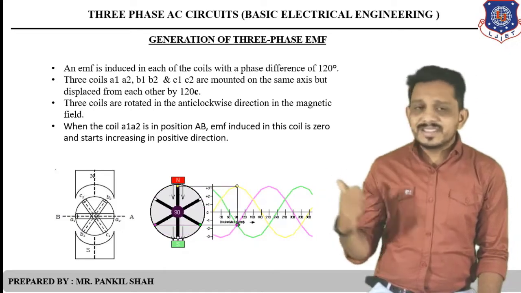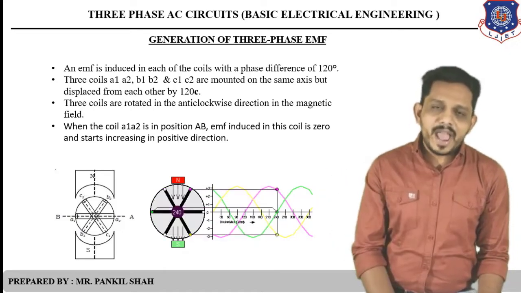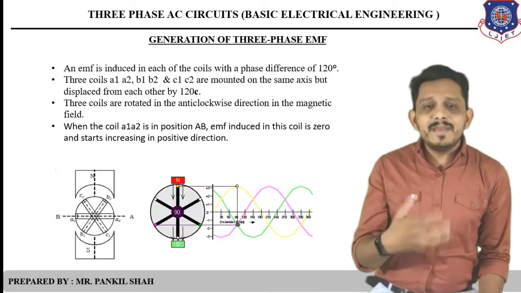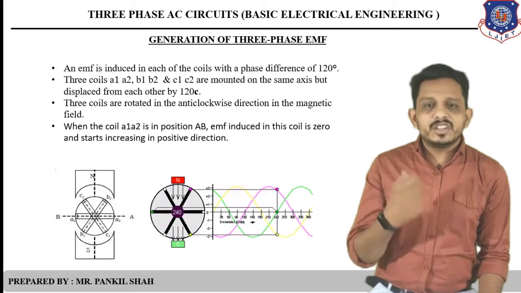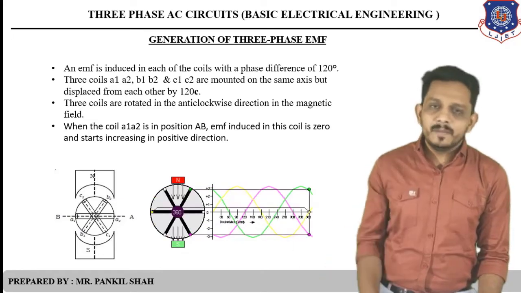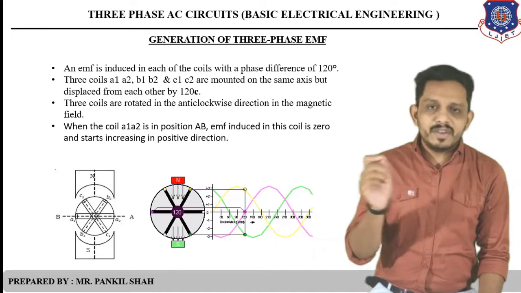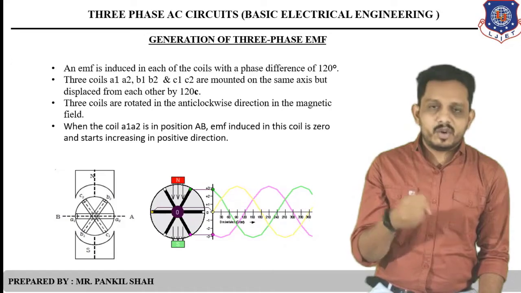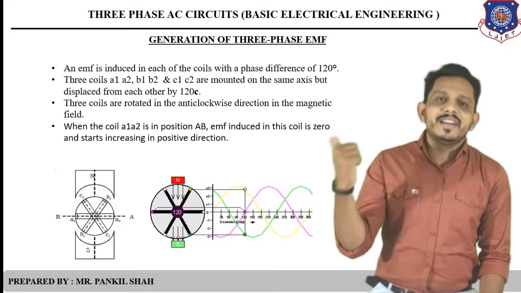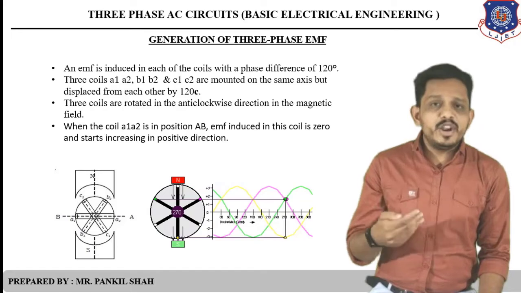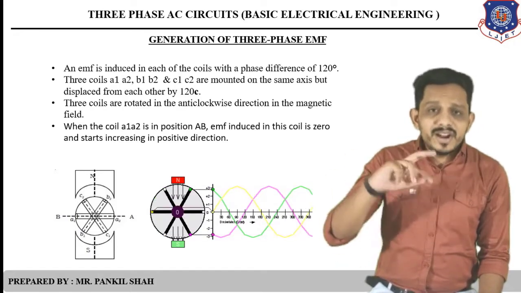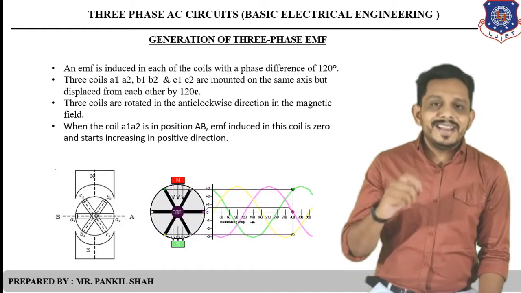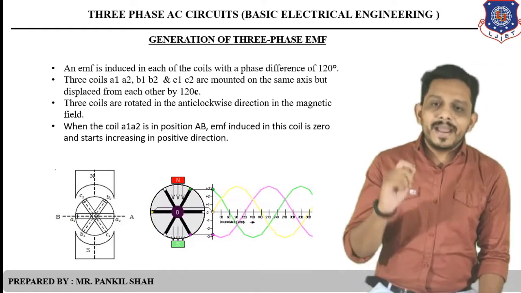So here you can see in this figure there are three coils named A1, A2, B1, B2 and C1, C2, mounted on the same axis but displaced from each other by the same angle, and that is 120 degrees. The three are connected together on the same shaft, on the same axis, but they are 120 degrees apart from each other. So the EMF induced in those three coils will be 120 degrees phase shifted from each other. So the three coils are rotated in the anti-clockwise direction in the magnetic field.